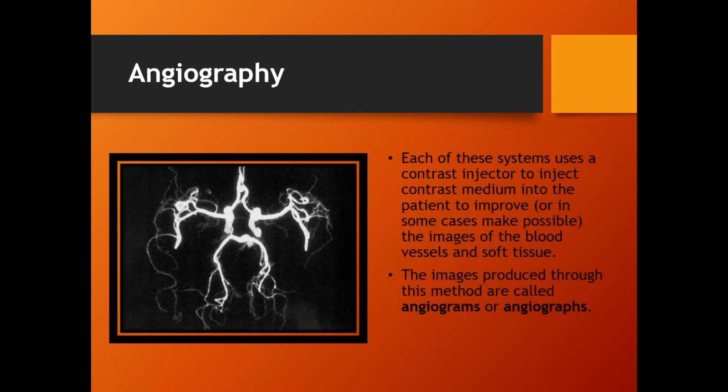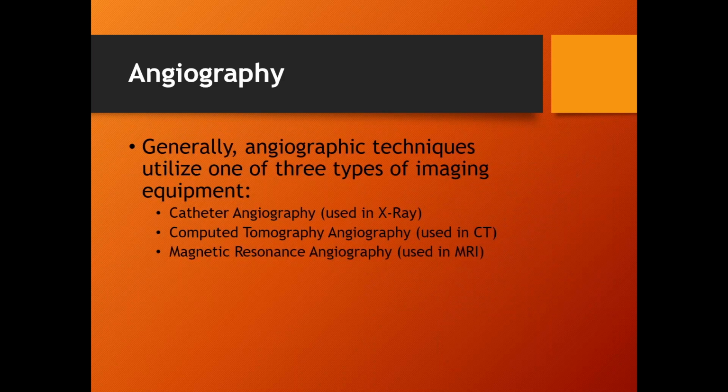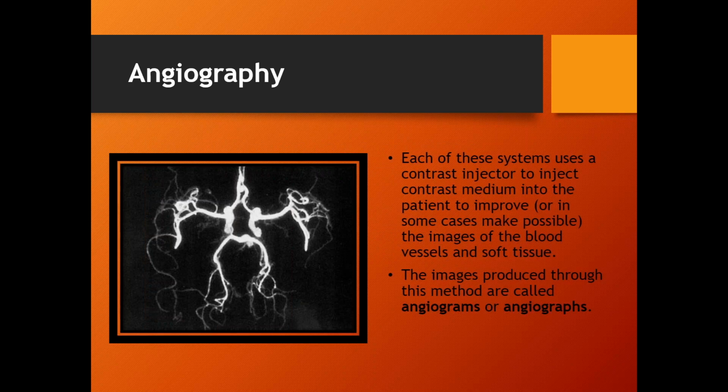Still not far enough. So yeah, there's three kinds: X-ray or angio, CT, and then one for MRI. Now, each of the systems uses the injector to inject the contrast into the patient to improve, or in some cases make possible, the viewing of the images of the soft tissue. The images produced are referred to as angiograms and angiographs.